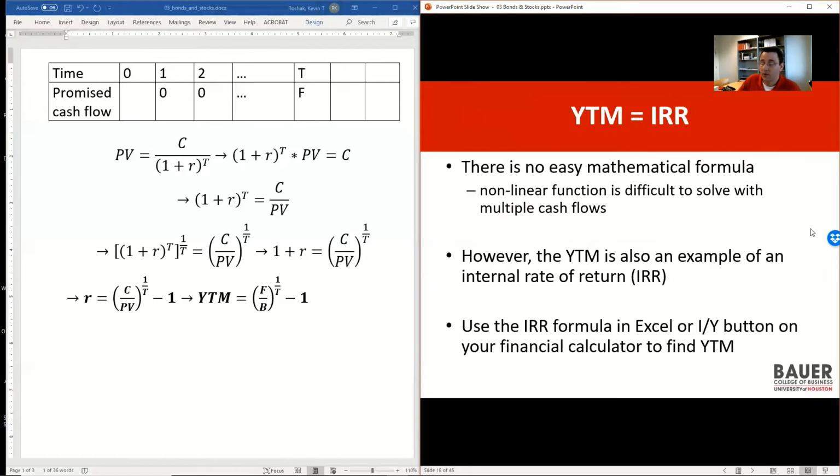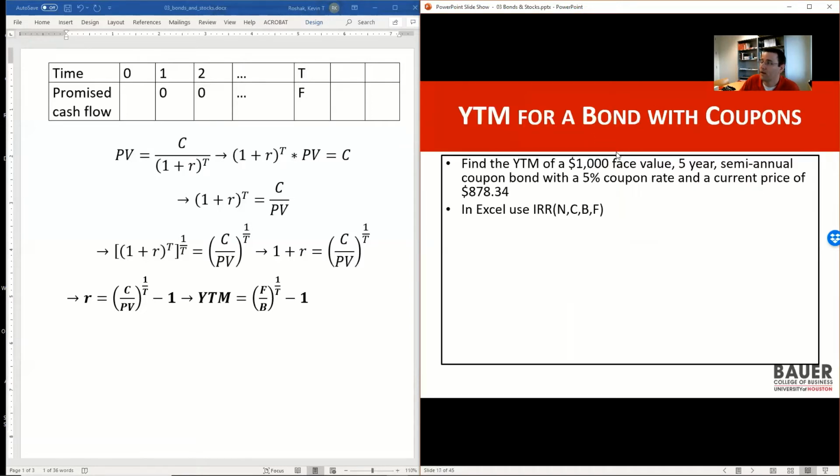However, you can use computers to do that. If you know Excel, or if you have a financial calculator with some IRR function, you can use that to find the yield to maturity. So for example, in Excel, we have this IRR function. We're going to take this example where we have coupons now, so it's not a zero coupon bond. It's going to be a lot harder to solve for the IRR. We can't do it analytically.